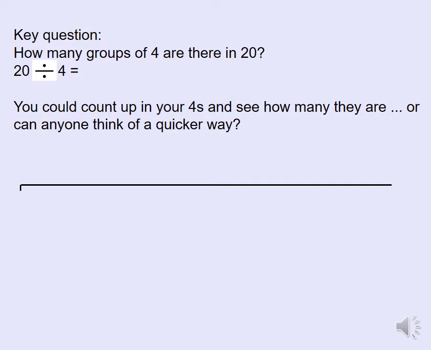Now you could use a number line to jump up, counting up in your 4s, so you could start on 0, go 4, 8, 12, you could do that. Or you might think, actually, I know that 4 times 5 equals 20. So therefore, 20 divided by 4 equals 5, okay? That is the inverse. You're using what you know. You are doing the opposite of dividing, so you are timesing. 4 times 5 equals 20, so 20 divided by 4 equals 5.